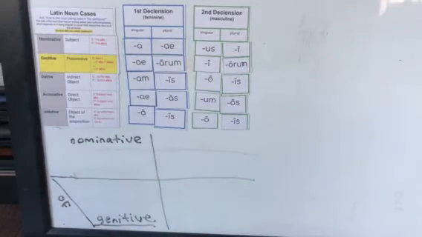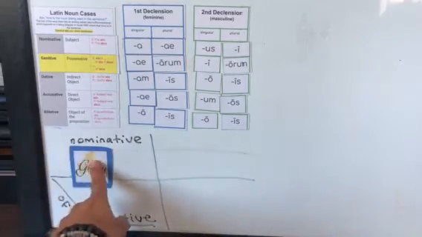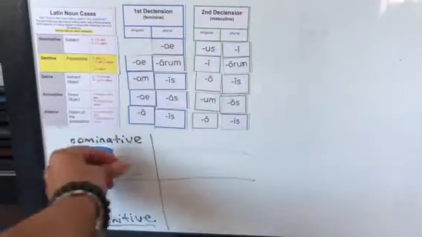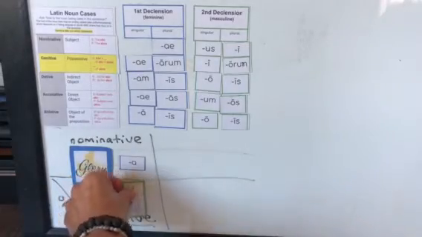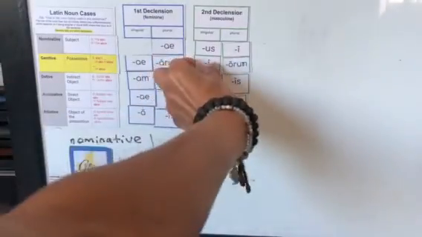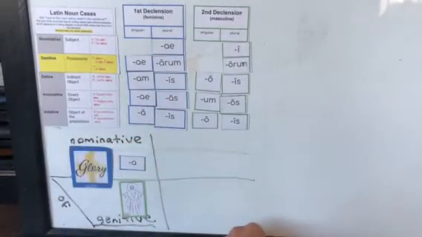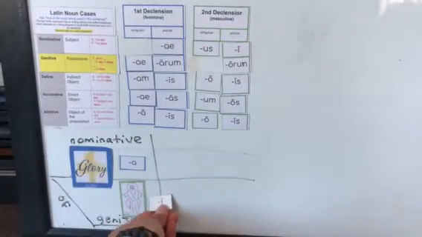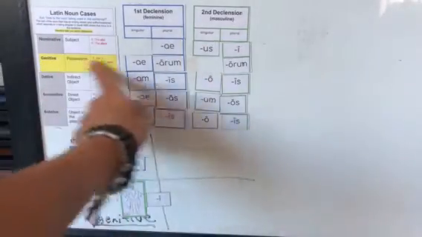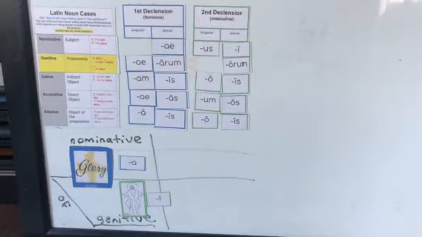Okay, number 1, Gloria, that's your subject, nominative. Gloria, and Dei. So that's your genitive. You can use this one, it's the same one, but so you don't get confused, just use the one under the genitive. So Gloria Dei translates into glory of God.